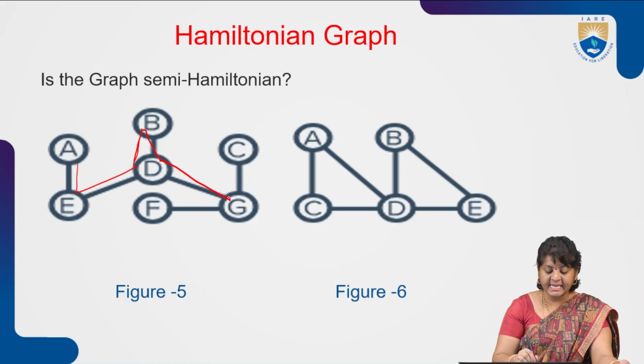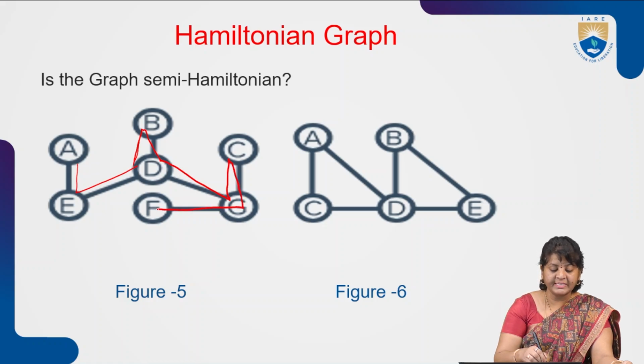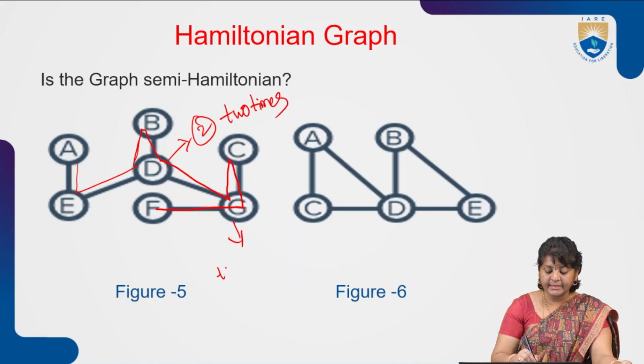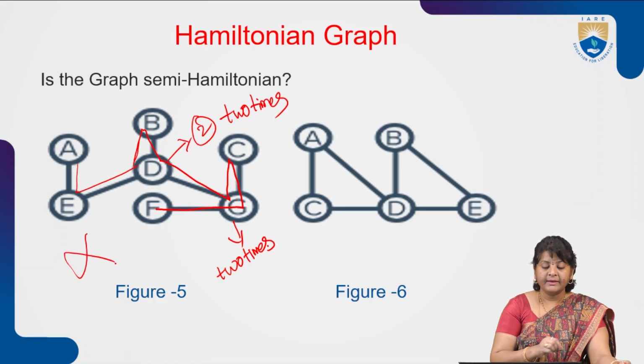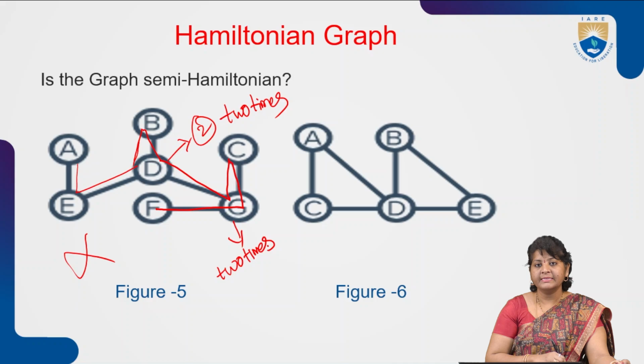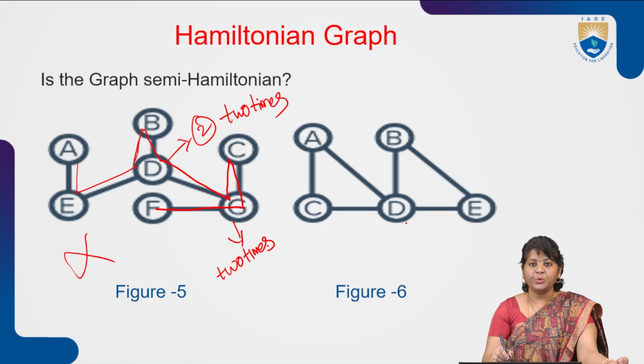And to visit C, I need to travel from G to C. If I want to visit vertex F, I need to traverse G one more time and then visit vertex F, where D is visited 2 times and G is also visited 2 times. So the condition fails. Each vertex should be visited only one time. So here the graph given is not semi-Hamiltonian. And we will check with the second figure.